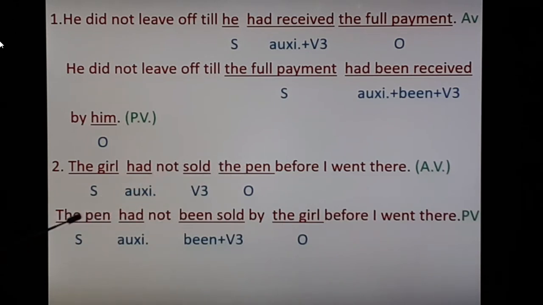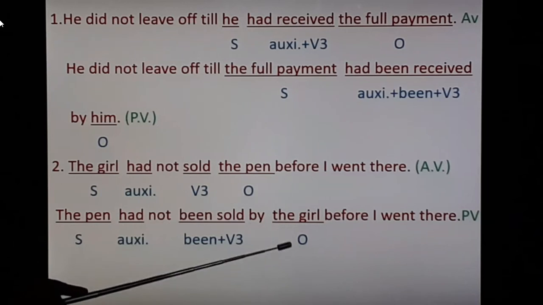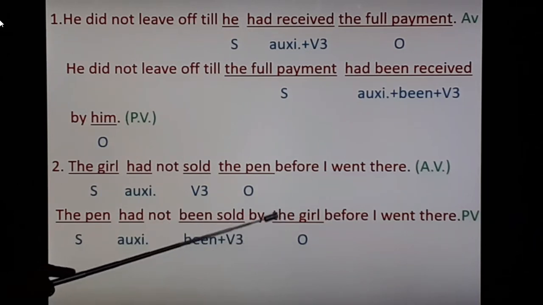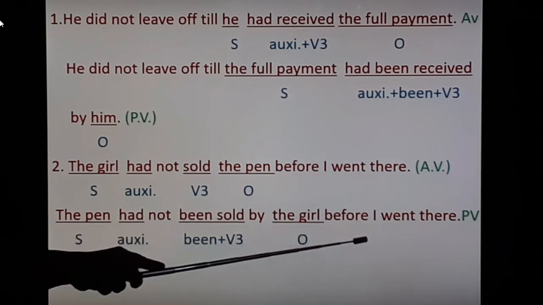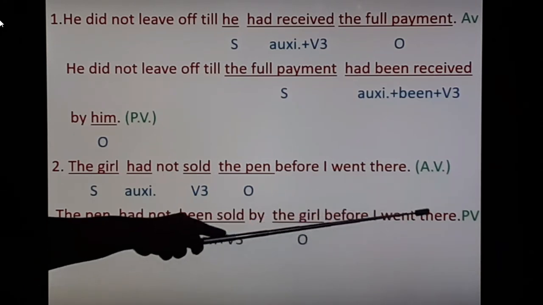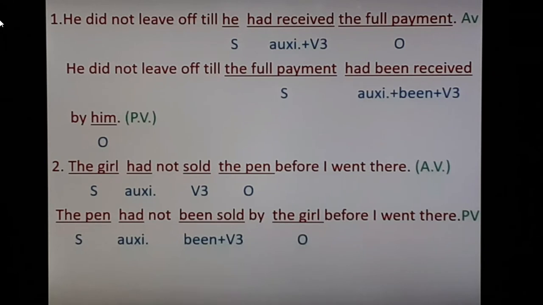The pen will come in the beginning. The pen had, then add not, then been plus V3 form, then by girl. The girl, that is subject in active, becomes object in passive voice. So by the girl, then the rest of the sentence will be the same. Before I went there. This is passive construction.